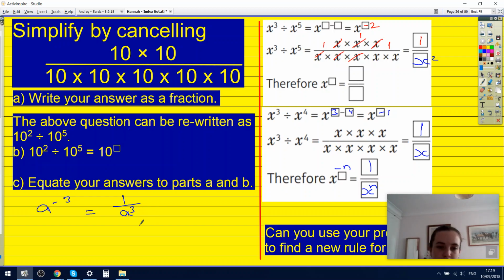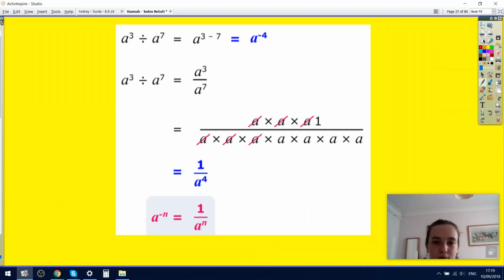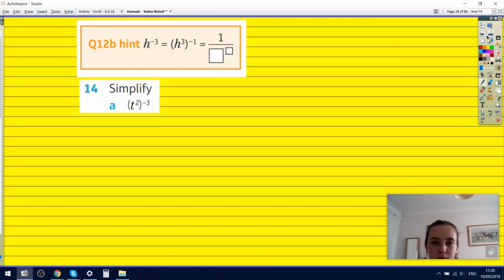And so you make it 1 over, and then you flip the fraction. Let's say if it was x to the minus 7. 1 over x to the 7. Well done. And what you'll notice is basically a is the same as a over 1. x is the same as x over 1. And so it's just the reciprocal. You're just flipping it and getting rid of the minus. So that's what the power of a minus does. It makes it the reciprocal.